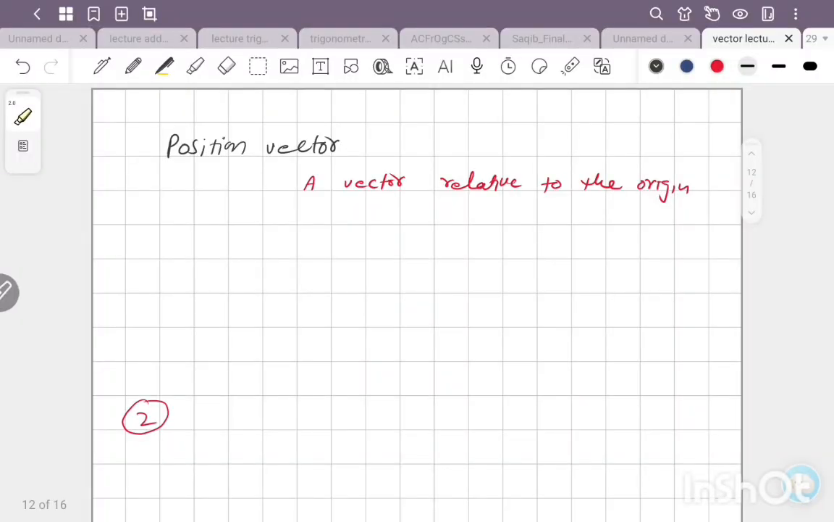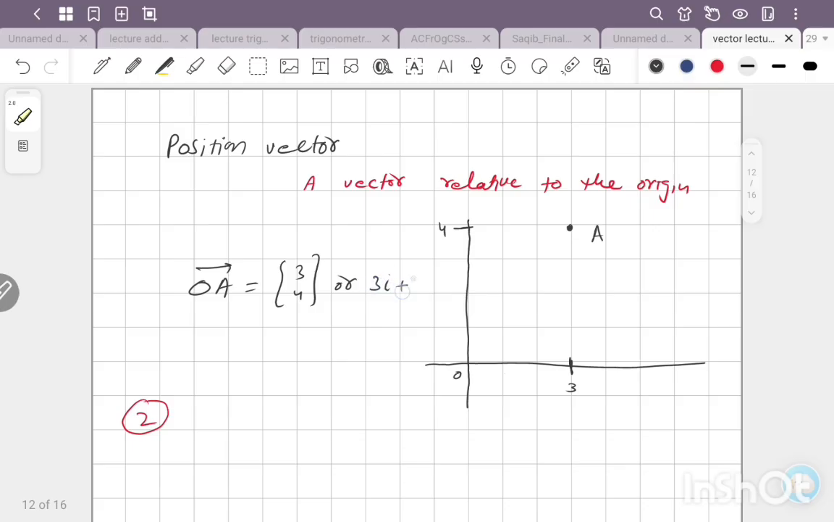Okay, next we have a question on the topic related to the position vector. What is the position vector? A vector which is related to the origin, we say that it's a position vector. Let's suppose we have the x-axis and here is the y-axis. This is the origin. 1, 2, 3, 4, we write it here 1, 2, 3, so this vector lies here at A. So its position vector, we can write OA is equal to (3, 4). X-axis is 3 and y-axis is 4, or we can write it as 3i plus 4j.